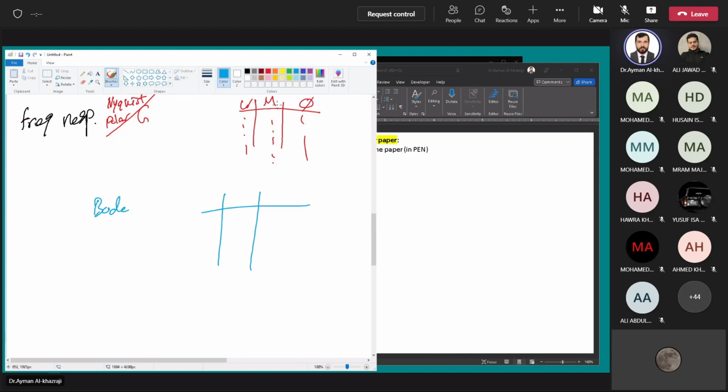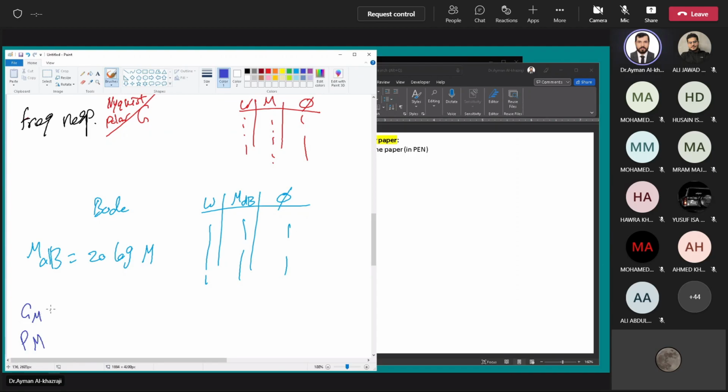only, here you will add decibel. For Bode, you will put the magnitude in decibel. And this is the same, and this is the same. And magnitude in decibel equals 20 log magnitude. Okay. We have one point here, the gain margin. Okay, gain margin. And we have phase margin.